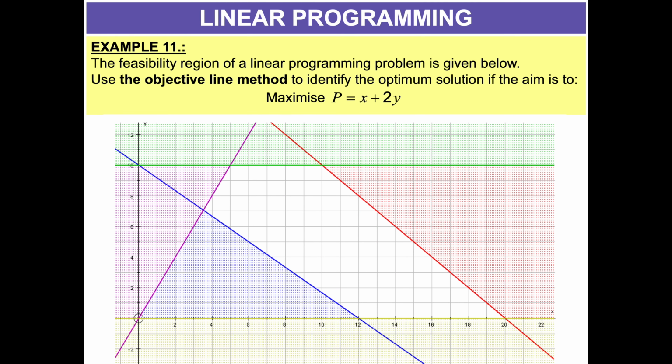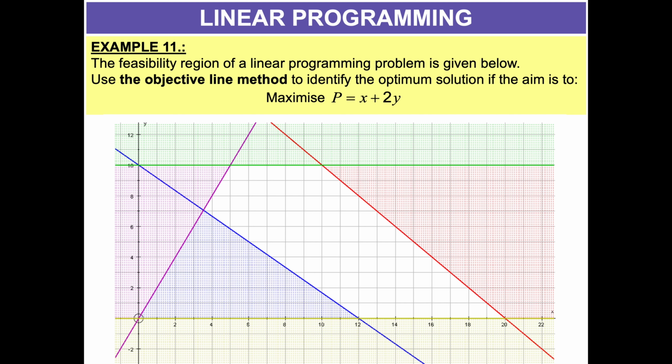So we will have the same profit. We're going to maximize the profit, and the feasible region is given below. So that's the white part. Now use the objective line method. Remember what I said before. You need to use the method that you are asked to use, because otherwise you will not receive any marks.